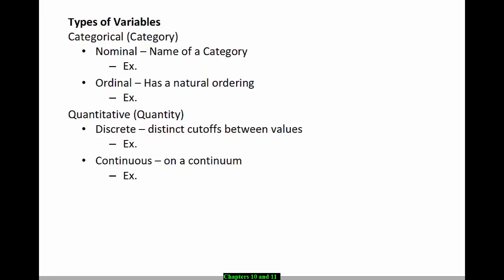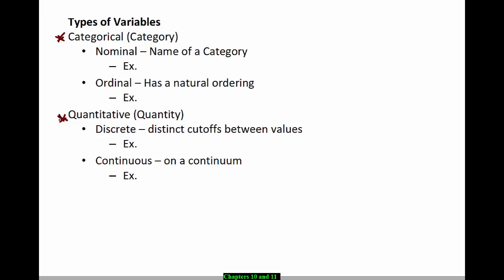Before we start looking at actual graphical displays, we need to know which type of variable we're working with sometimes in order to choose the best graphical display. So we're going to talk about types of variables. We have two main branches, categorical variables and quantitative variables.